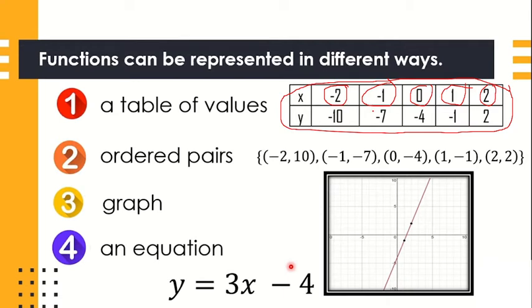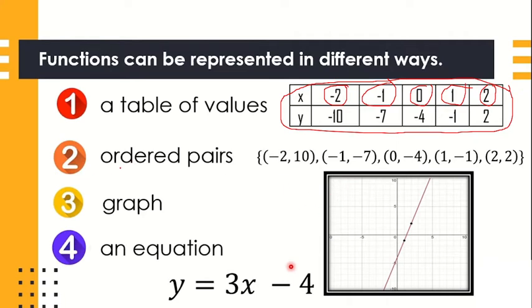Negative 2 and 2 are different, because negative 2 is lower than the positive 2. The y values may repeat, as long as x does not repeat. Take note of that.